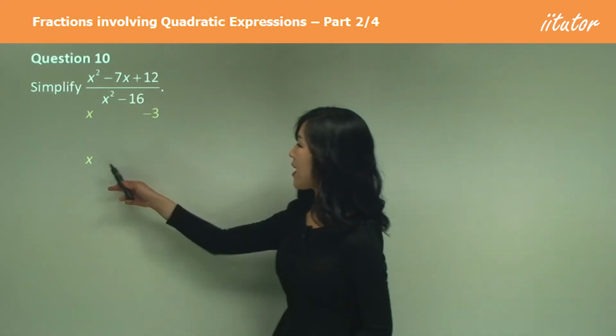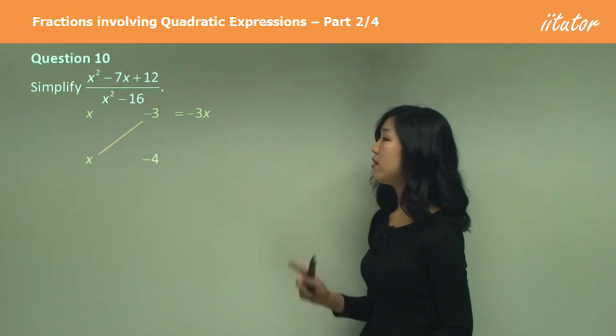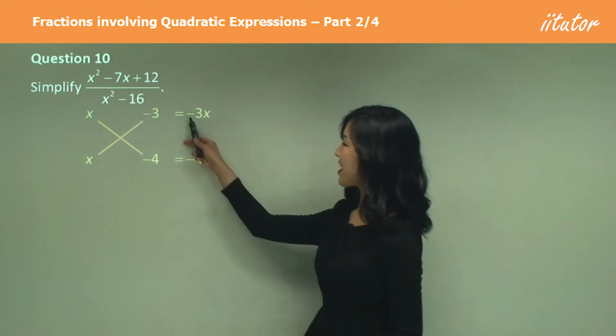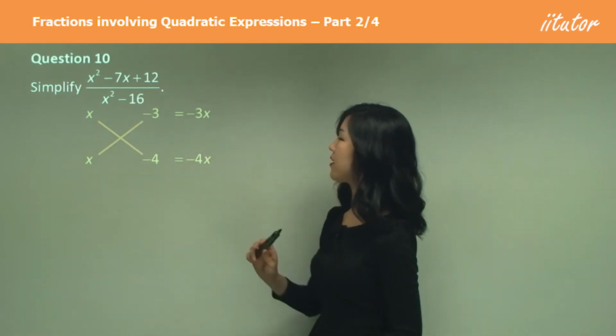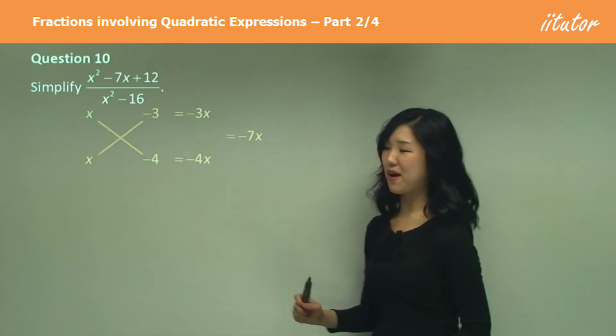So I'll start with this. X times -3 is -3x. So the other one is -4. X times -4 is -4x. And you can see that -3x minus 4x is -7x, which is what we want. So we've got the right one.